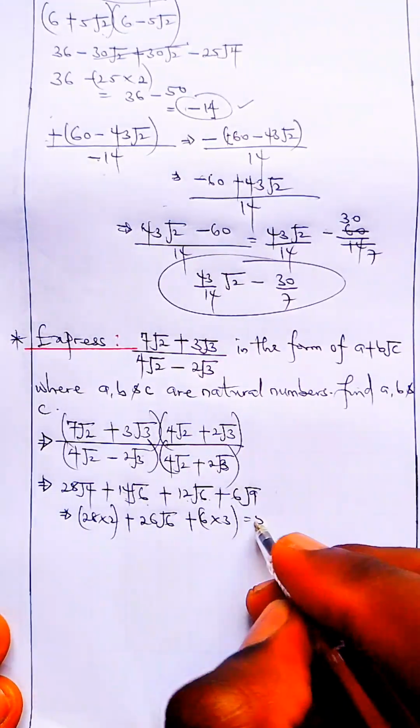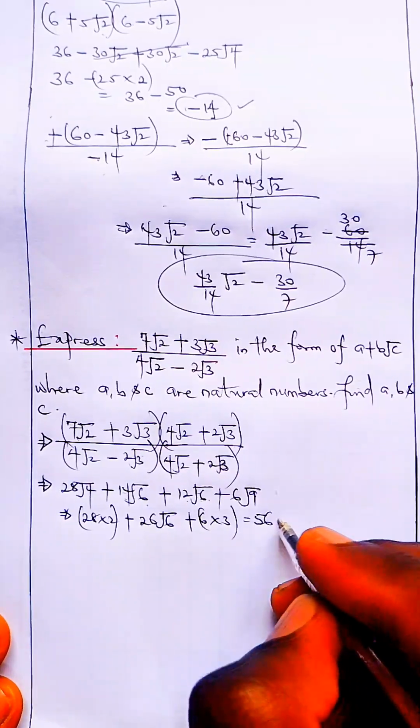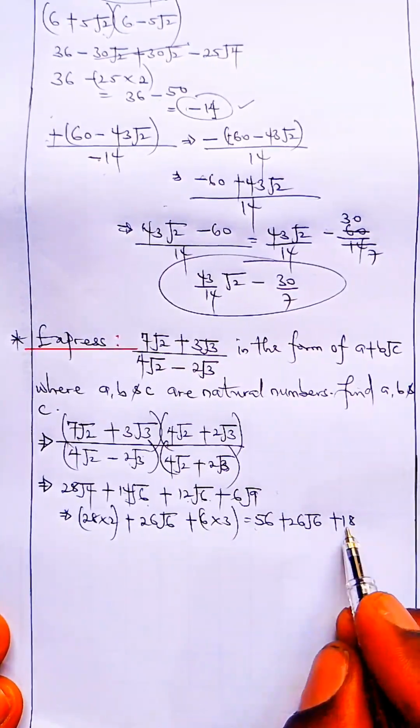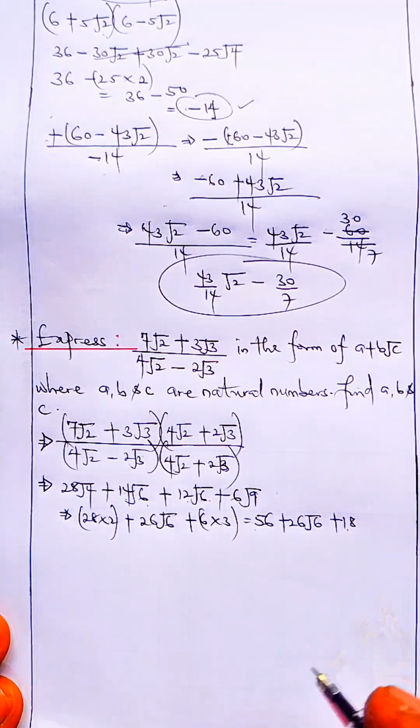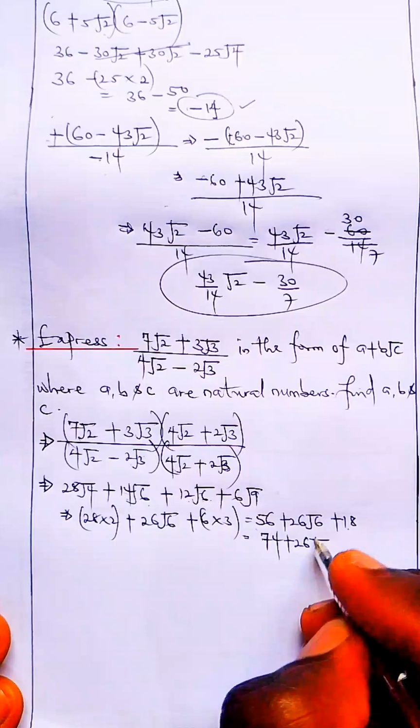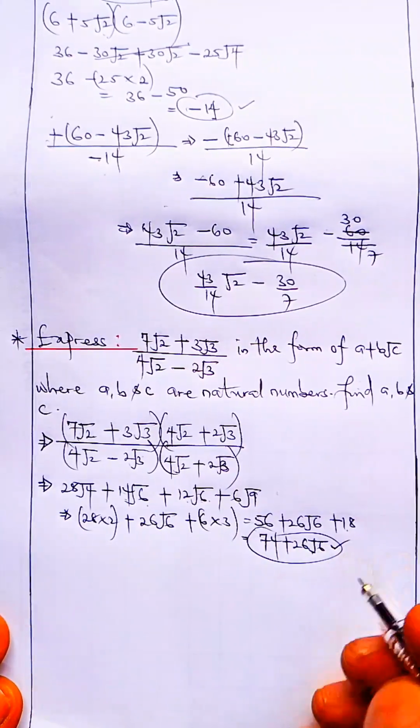28 times 2 is 56. Then 56 plus 26 root 6 plus 18. 56 plus 18, what are we going to get? That will give us 74 plus 26 root 6. So we're done with the numerator.